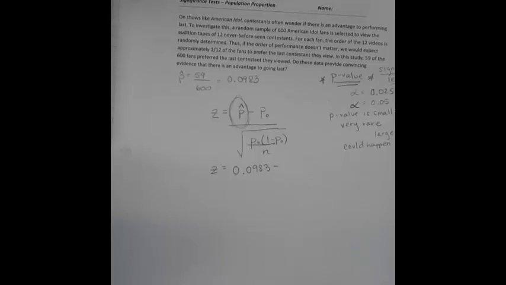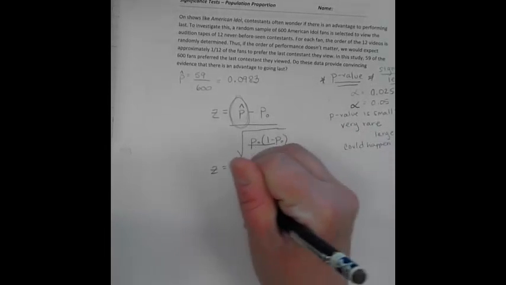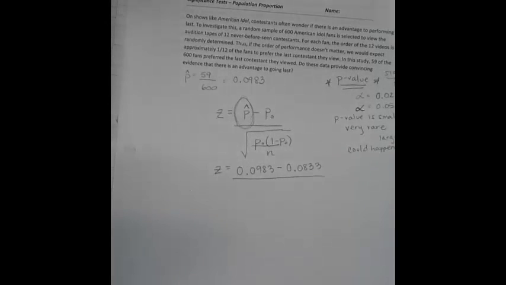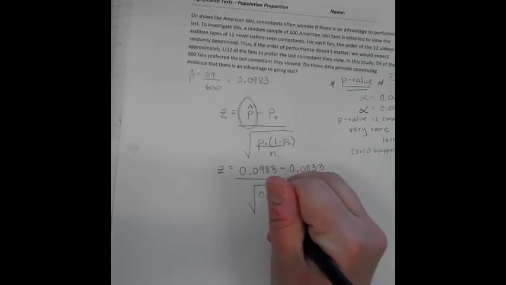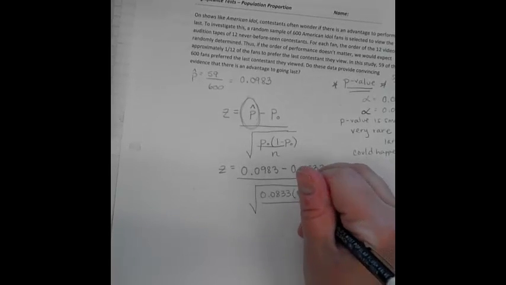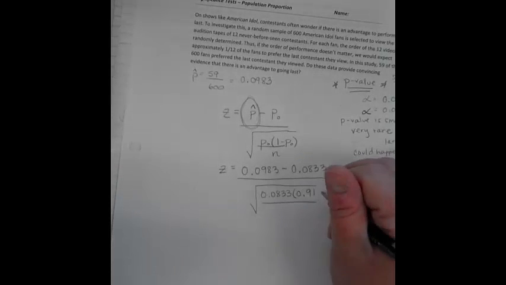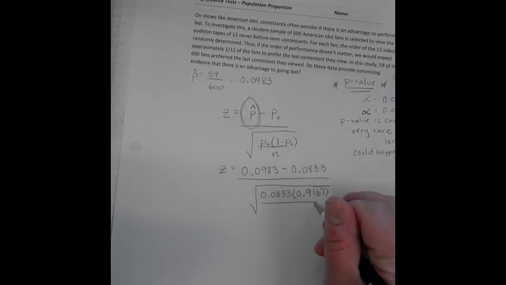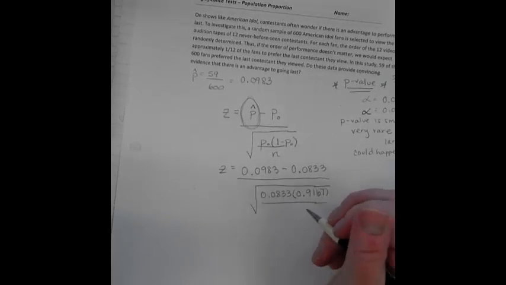What was it supposed to be? 1/12. What's 1/12? 0.0833. And we're going to do the standard deviation as if it was supposed to be. What's one takeaway that I'm thinking? 0.9167? So P0 is the expected value? P0 is your expected value, absolutely. Out of the 600 people?